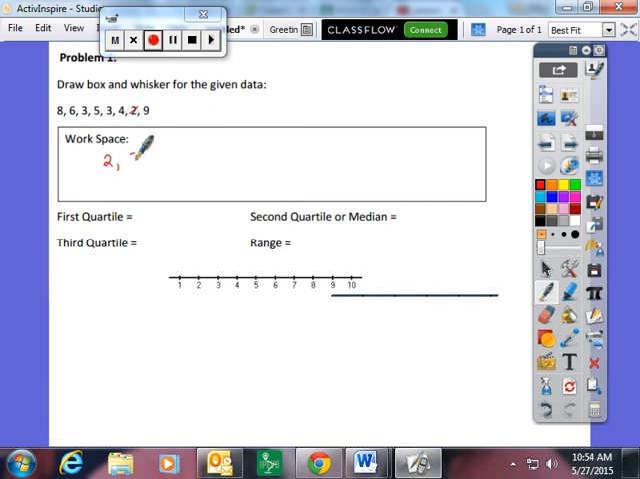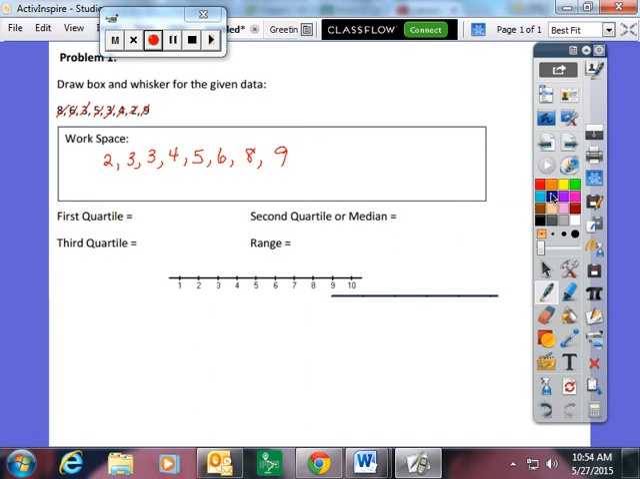In order to successfully complete a box and whisker plot, the first thing you need to do is order your data from least to greatest. Okay? Hopefully you're seeing me model crossing out the numbers as I'm putting it in order. Okay? This has 8 numbers. We're dealing with an even data set.